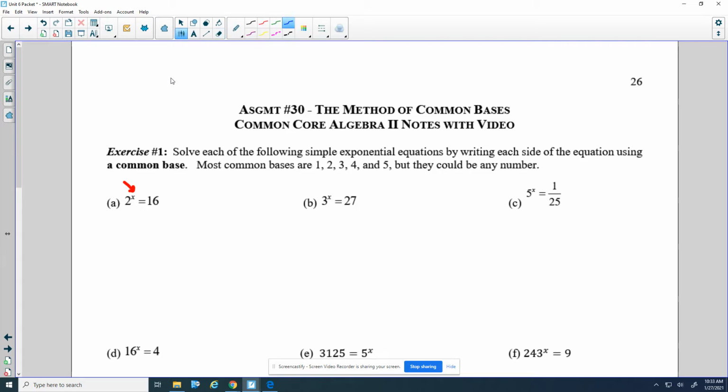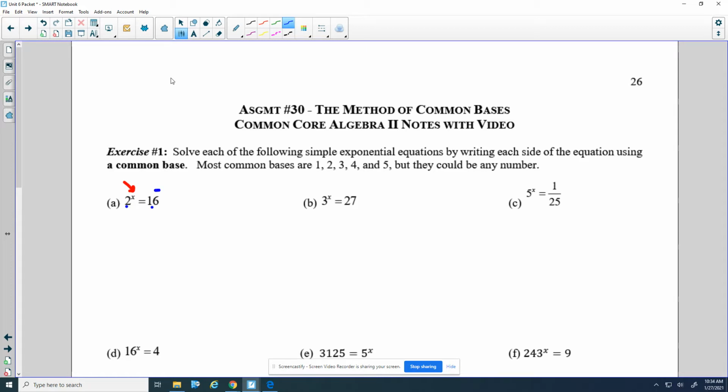So we're going to learn a special technique for certain types of exponential equations called the method of common bases. So this really ties in with those powers that you need to know, the chart we've introduced. And basically you look at the two bases, 2 and 16, the two numbers on each side, and you try to make them have a common base.